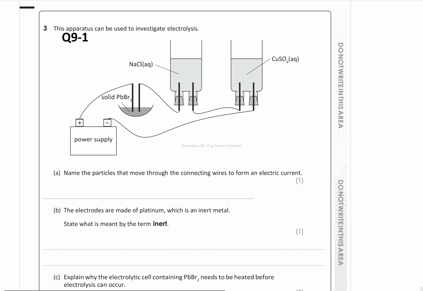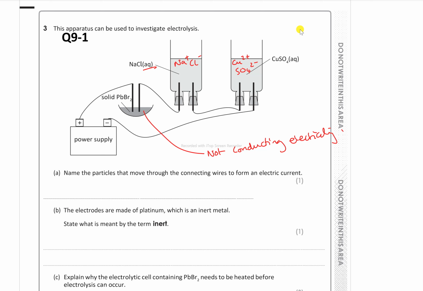Okay, let's see if we can squeeze another one in. This apparatus can be used to investigate electrolysis. So you've got sodium chloride, you've got copper sulfate, you've got solid lead bromide. Solid means not conducting electricity.